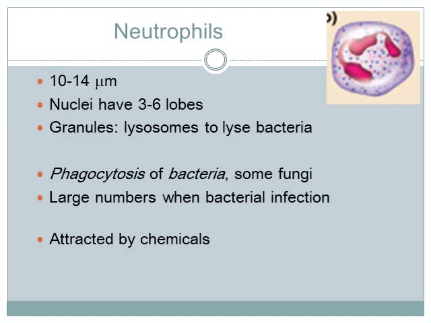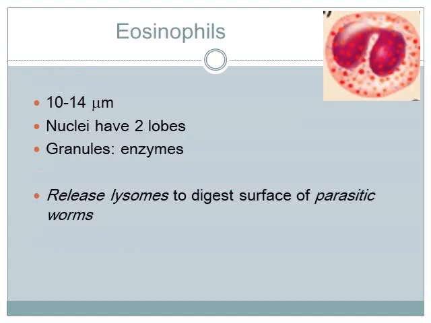Now, eosinophils are unique. They're not very abundant in the bloodstream normally, and they are associated with parasitic infestation. Eosinophil numbers will increase if you have a parasite like a worm causing a problem in your body, because these tiny eosinophils will land on the surface of the worm, inject lysosomes onto the parasite, and start digesting the worm itself.